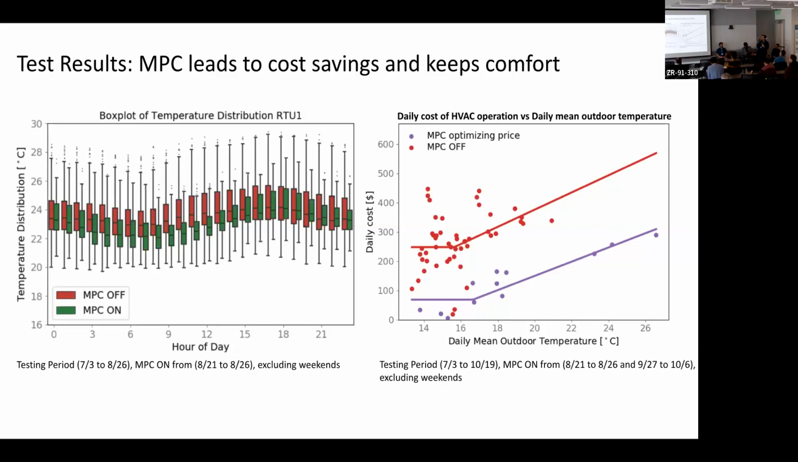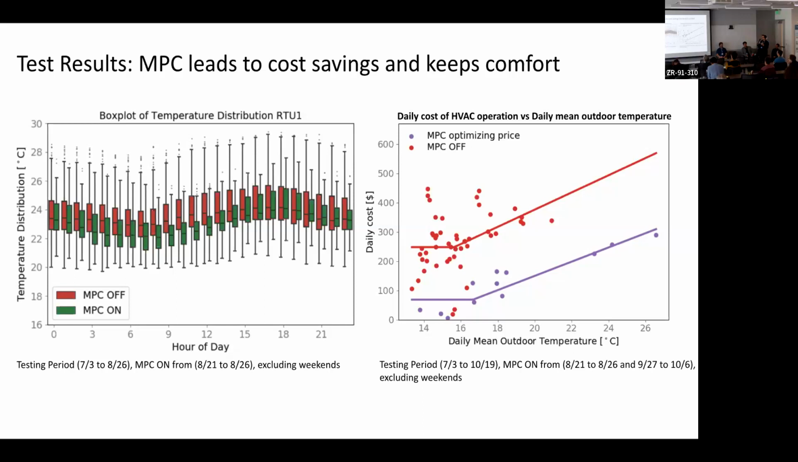However, you can also see that in general, the MPC is able to keep an overall tighter boundary on the temperature with respect to the default controller. So even though it's lowering the temperature, comfort is not really affected, and we have no complaints from the users. So what does it mean from a cost perspective?